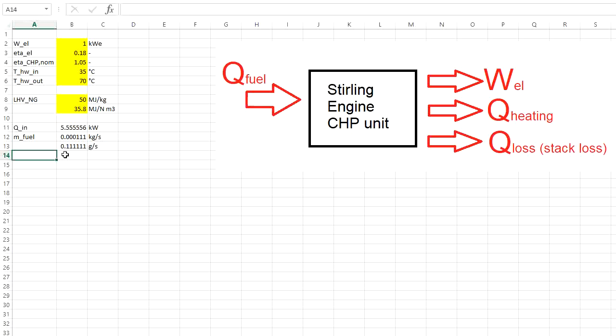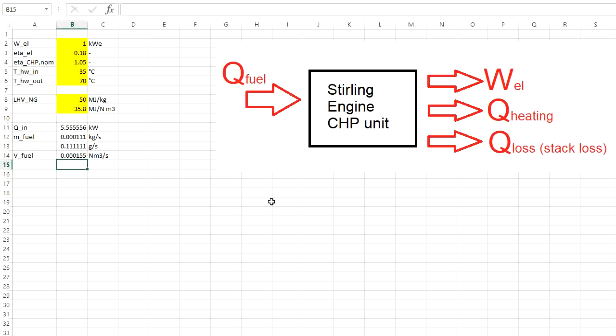Then, because natural gas is typically paid based on the consumption in standard cubic meters, we can also calculate the volumetric flow of the fuel, and we can do it similarly as here. We will still use the heat input, but instead of the lower heating value in megajoules per kilogram, we will use megajoules per normal cubic meter, and then we will get normal cubic meters per second.